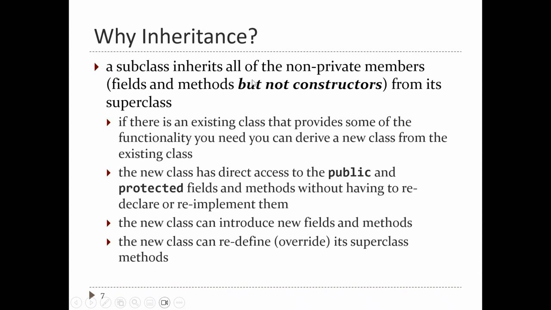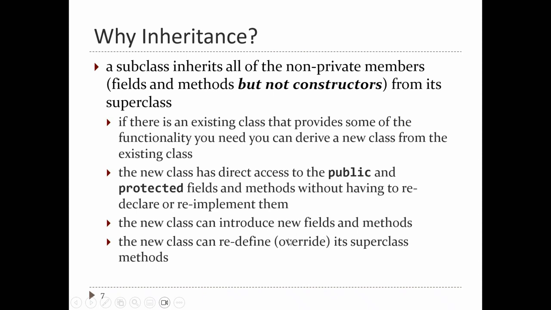So you get to inherit everything that's not private in the superclass. What that means is that if you can find a class that has some functionality that you want, you can derive a new class from the existing class and get all of that functionality for free. Your new class or subclass gets direct access to all of the public and protected fields and methods. So if the superclass has a field X, then the subclass can use the name X to access that field directly, as long as the field is public or protected. You don't redeclare them and you don't re-implement the methods.